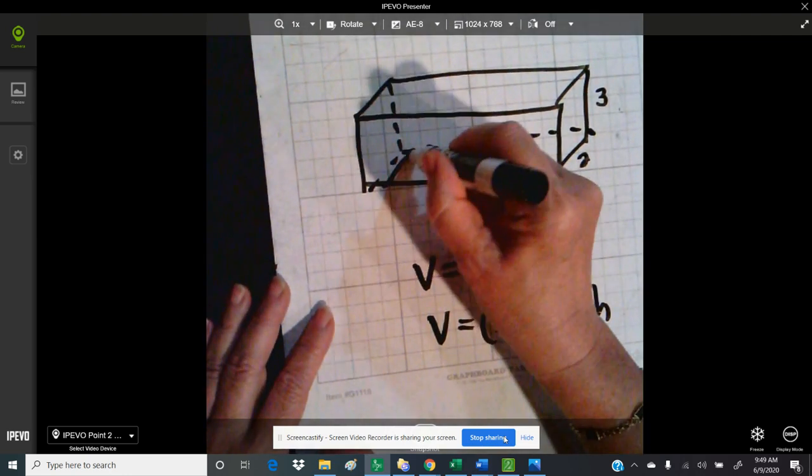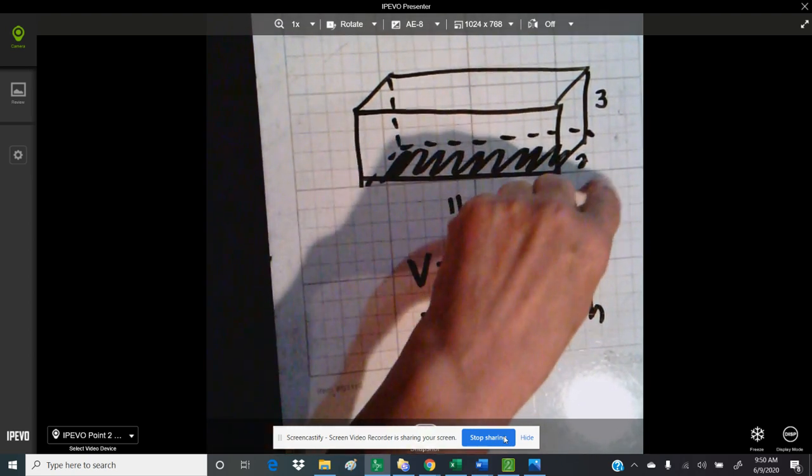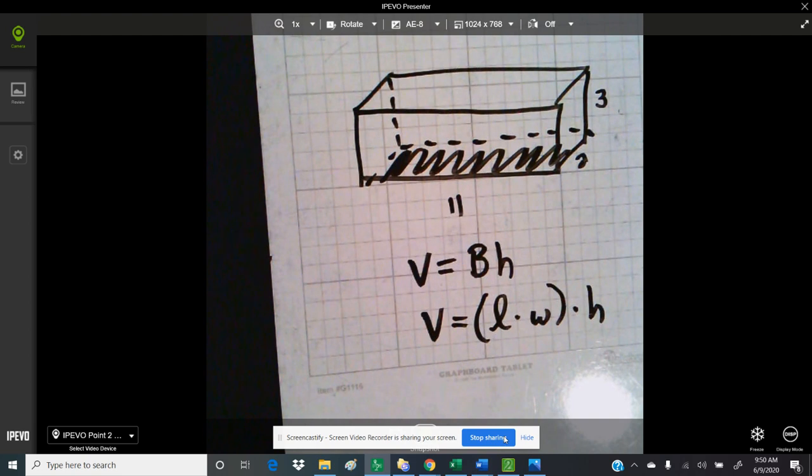So really, you can call this your base. If you call this your base, then you're going to have to decide which is your length and your width, and then you're just going to multiply it by your height. So see if you can go ahead and finish that one up.